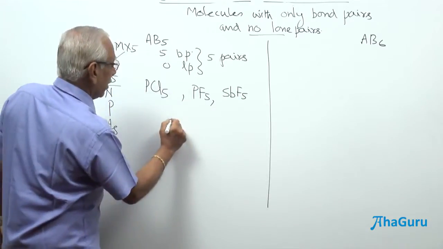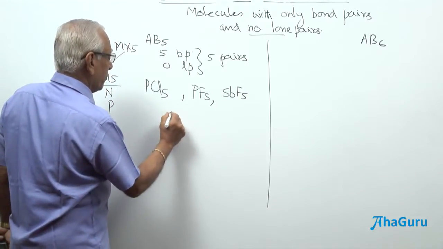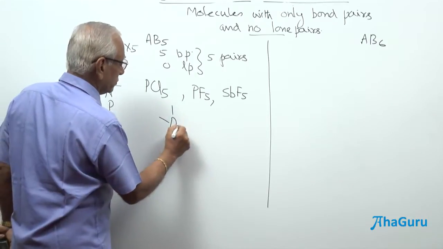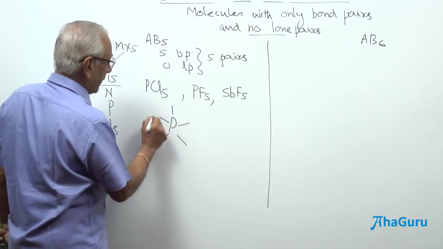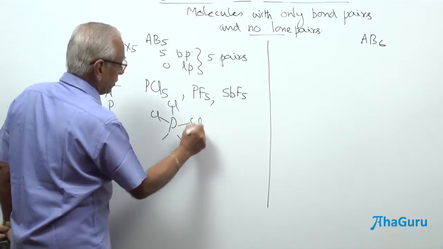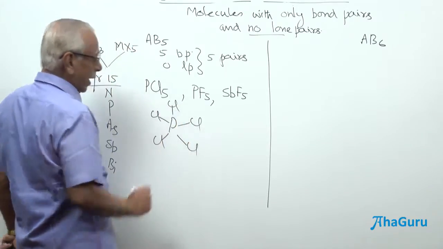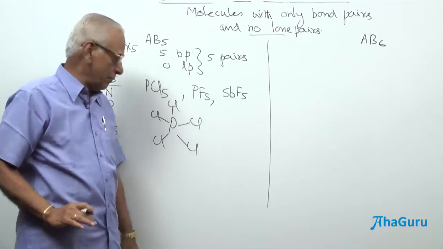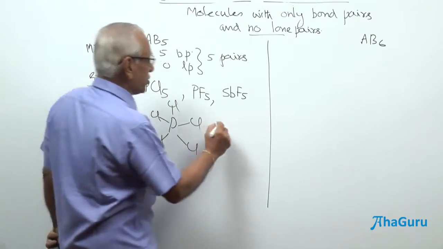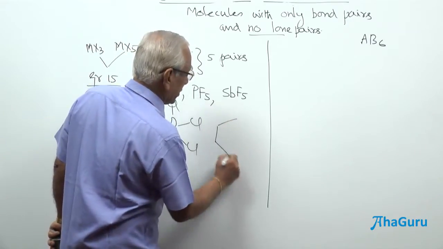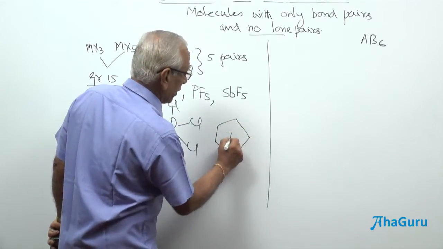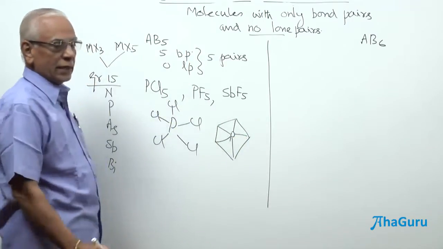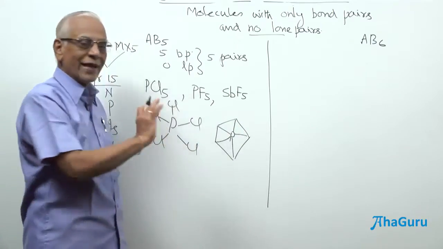Now, obviously, we have got 5 pairs of electrons. 1, 2, 3, 4 and 5. I have a chlorine, chlorine, chlorine, chlorine, and definitely, can I visualize all the 5 chlorine atoms in the same plane? If that were to be the structure here, the shape of this molecule could be this way, pentagonal planar.